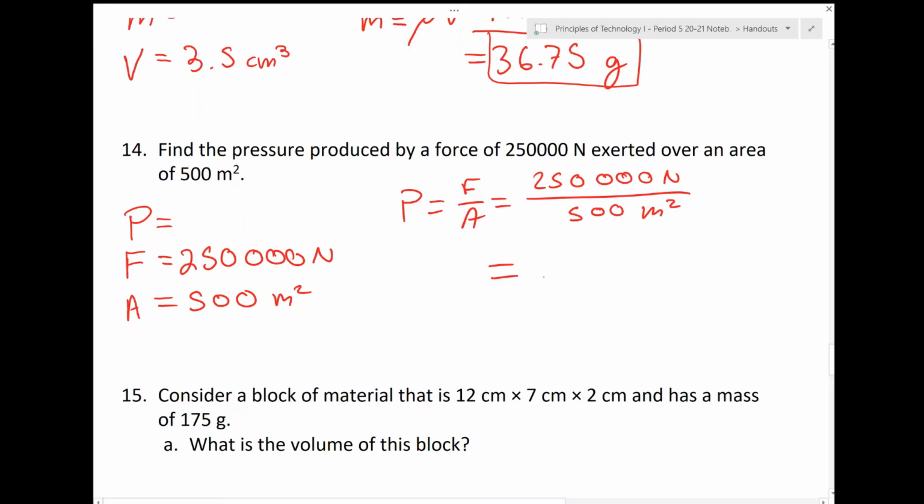500. Newton divided by a square meter is called a Pascal. So our answer is 500 pascals.